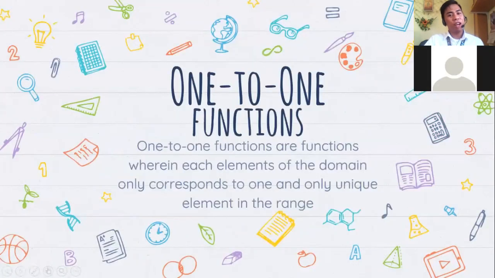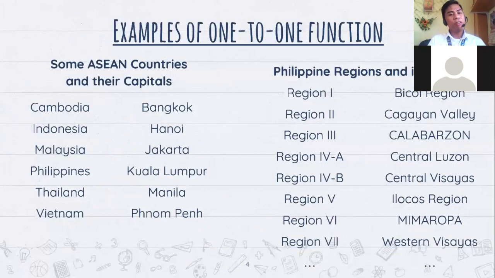Our topic is inverse function, and for us to say that it is an inverse function, it should first be a one-to-one function. And yan, katulad ng sinabi ko kanina, review na lang natin ulit. One-to-one functions are functions wherein each element of the domain only corresponds to one and only unique element in the range. Ayan.